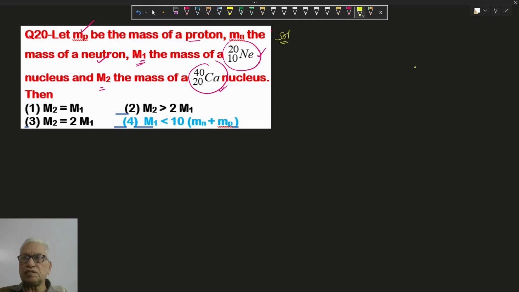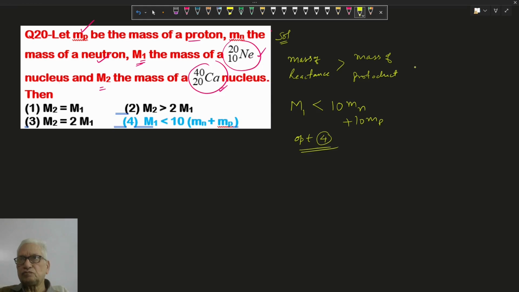The reason here is that some mass is converted into energy. So the mass of reactants must be more than the mass of product. Here M1, the mass of the nucleus, should be less than 10 protons and 10 neutrons, this is in neon. So here option 4 is correct. This is the concept we know: some mass is converted into energy.